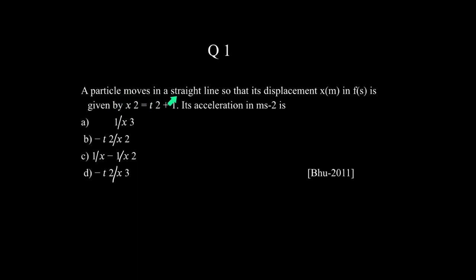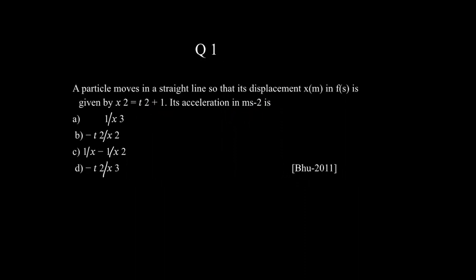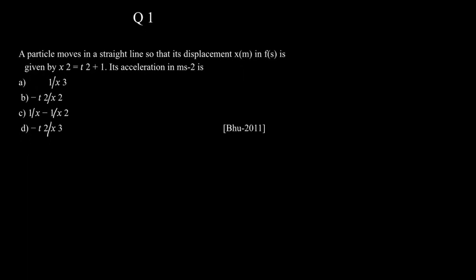It says a particle moves in a straight line so that its displacement x is given by x square is equal to t square plus 1. Its acceleration in meter per second square is. It's a very tricky question. It's a very lengthy question, in fact, I would say. Let's try to understand and solve this question. So what is given is x square is equal to t square plus 1.